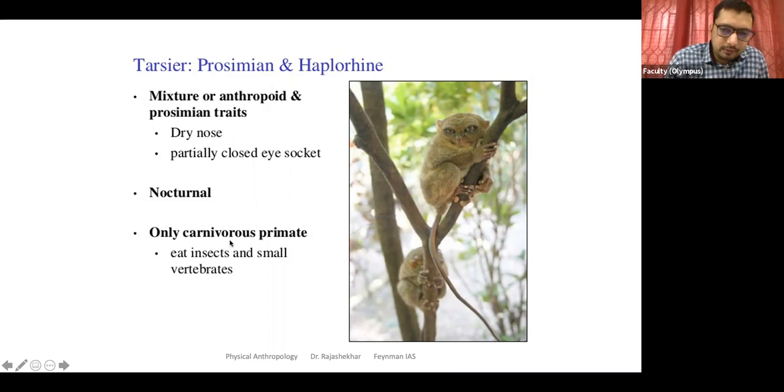Also, they are rare examples of carnivorous primates. Monkeys, chimpanzees and apes, with few exceptions, don't eat a lot of different components like this. So one of the few examples of carnivorous primates is tarsiers. They eat insects and small vertebrates. Few such examples you would find. As we go further on, I'll explain that to you. So tarsiers are like that.